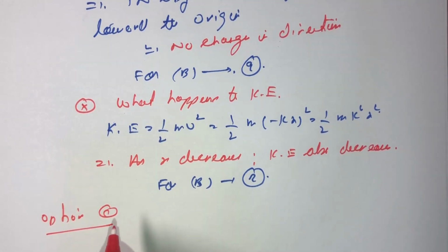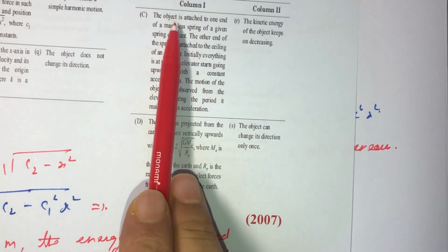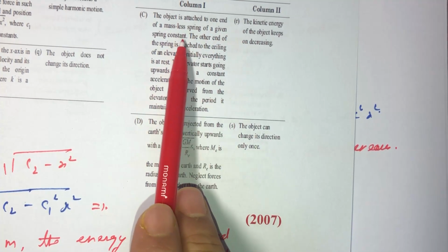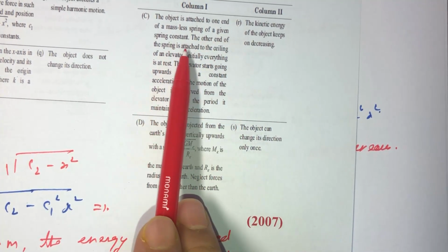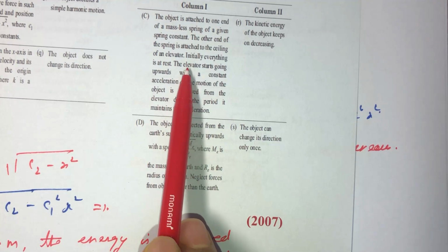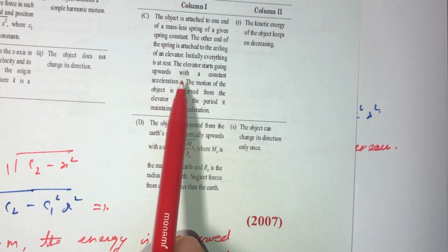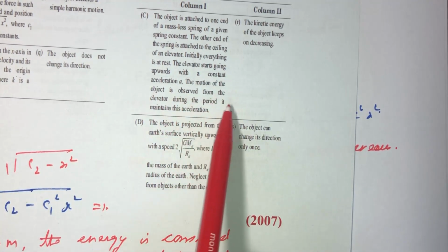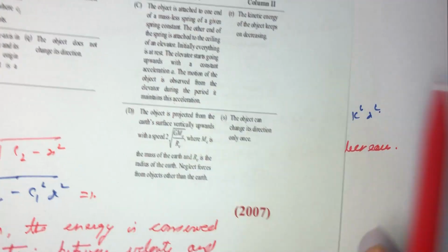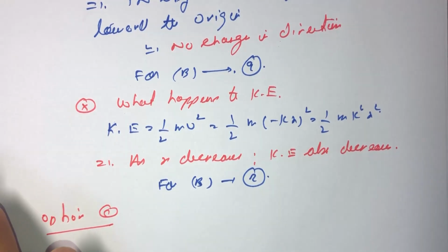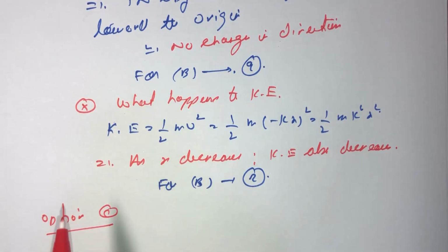And option C is given that the object is attached to one end of the massless spring of a given spring constant. The other end of the spring is attached to the ceiling of an elevator. Initially everything is at rest. The elevator starts going upward with a constant acceleration a. The motion of the object is observed from the elevator during the period it maintained this acceleration. Once again, we are going to find out what is going to happen, whether it is SHM, what about its direction and everything.